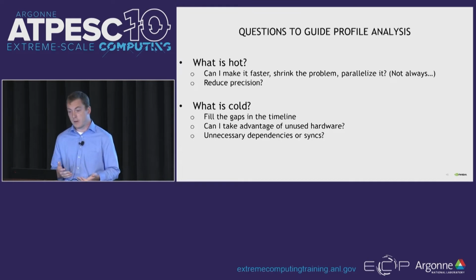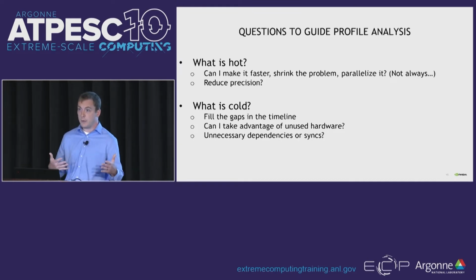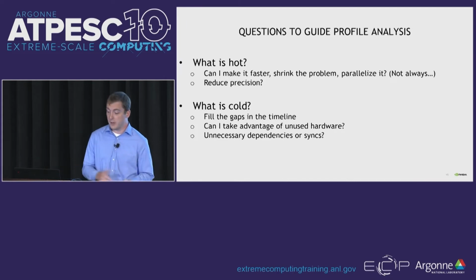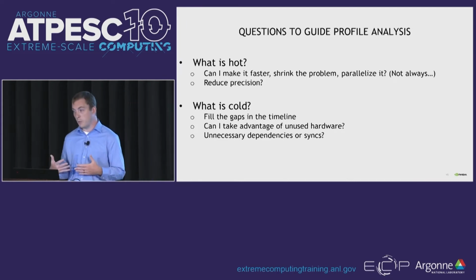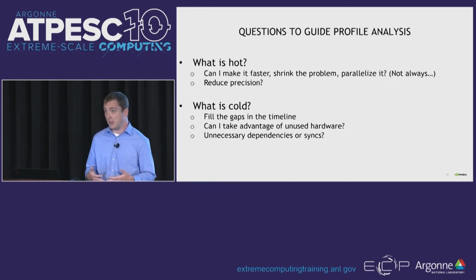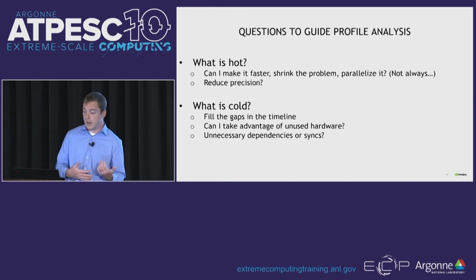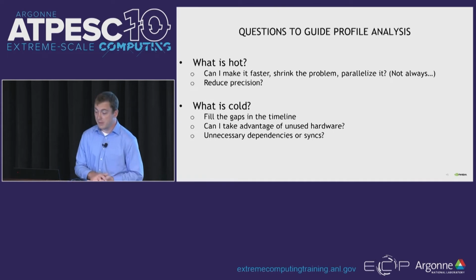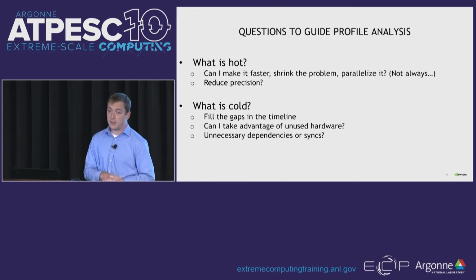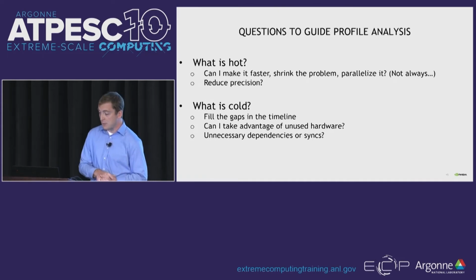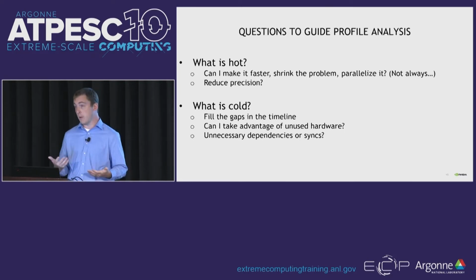And then another big one, especially in an environment where we're using a CPU and a GPU together, asynchronously, is what's cold? Again, I keep mentioning, what are the gaps? When is the CPU doing a lot of work and the GPU sitting there, or vice versa? Can we fill the gaps in the timeline? Do we have some unnecessary syncs? And again, an optimization that I keep mentioning is maybe we can prefetch on the CPU if we need to keep feeding the GPU with work.